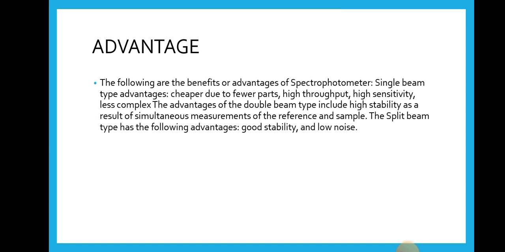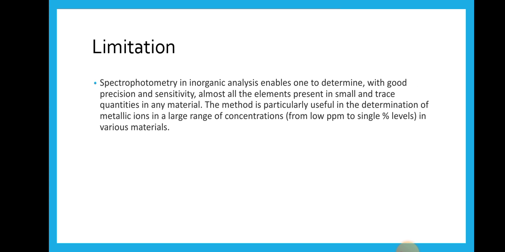Advantages. The following are the benefits or advantages of the spectrometer. Single beam type advantages: cheaper due to fewer parts, high throughput, high sensitivity, less complex. The advantages of the double beam type include high stability as a result of simultaneous measurement of reference and sample. The split beam type has the following advantages: good stability and low noise.